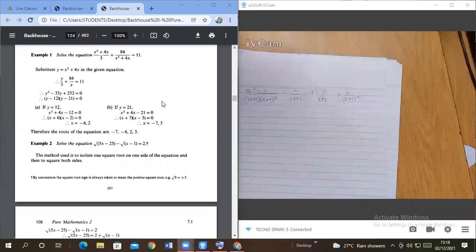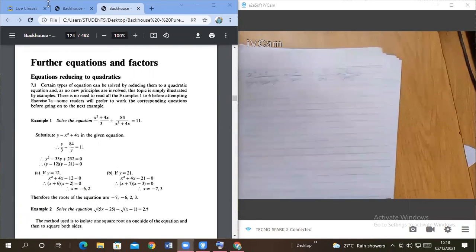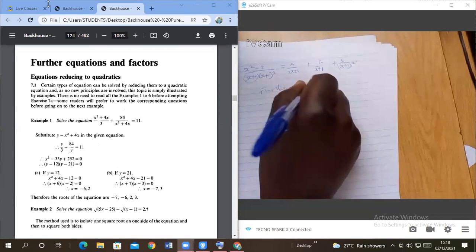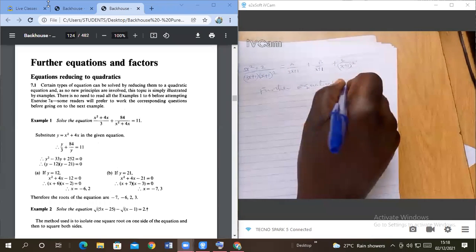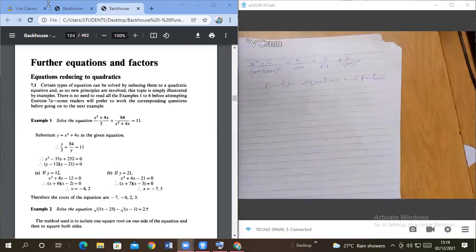Very good. Allow me to introduce the further equations and factors very quickly. We are running out of time. Now, we want to begin with those that reduce to quadratic equations. Are you able to see my screen here? Yes, sir. So we are going to be handling those equations that need some substitutions and end up reducing to quadratic equations.